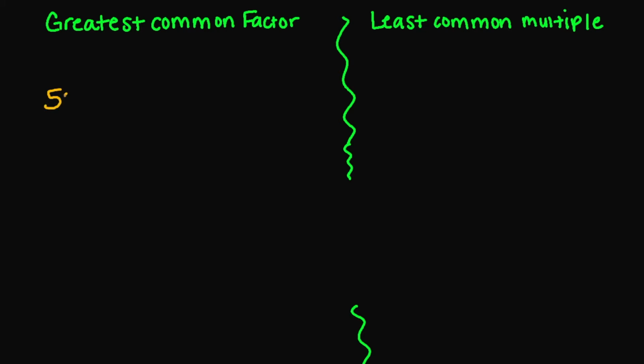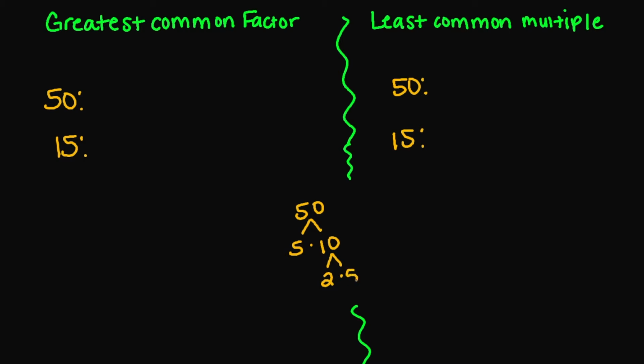Let's try the numbers 50 and 15. So let's go ahead and factor my 50. My 50 I can factor into 5 times 10. My 10 I can factor into 2 times 5. For my 15, we have 3 times 5, and I cannot factor any further, so I'm going to leave that alone. So 50 is 2 times 5 times 5. 15 is just going to be 3 times 5.